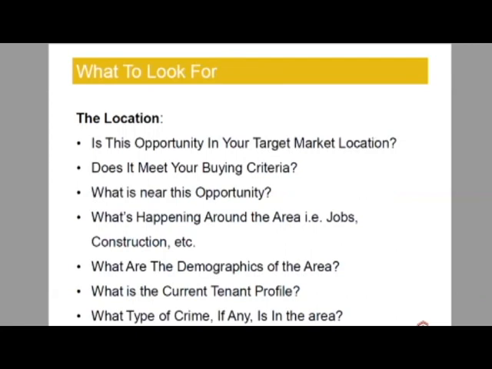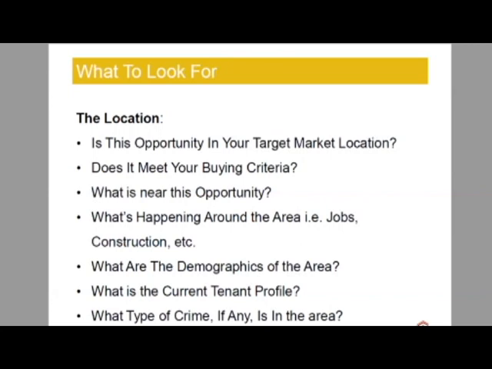Be very specific. Hey, I'm looking for 10 to 20 units. And you don't have to be exact right now. Just, again, be thinking, what is your target location? What is your buying criteria? If you're not comfortable saying, I want 35 to 100 units, go 35 to 40. Boom. Start somewhere, right? What's near the opportunities you're looking at? What areas are you targeting? What's happening around the area? Jobs, construction, new building, and new warehouses. What are the demographics of the area?